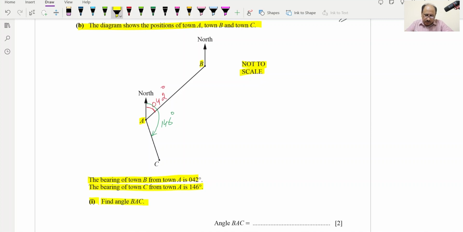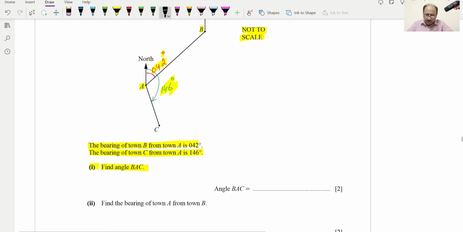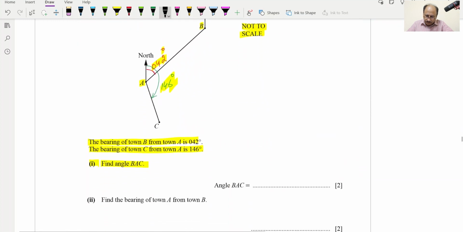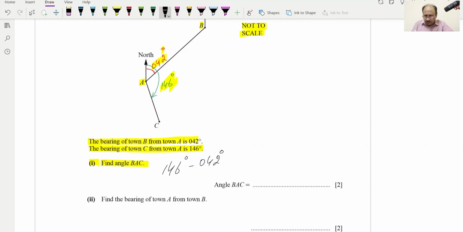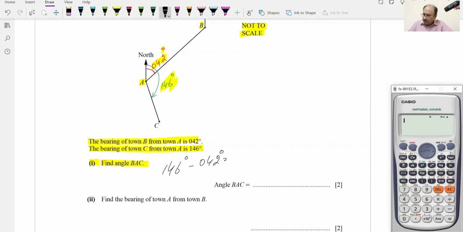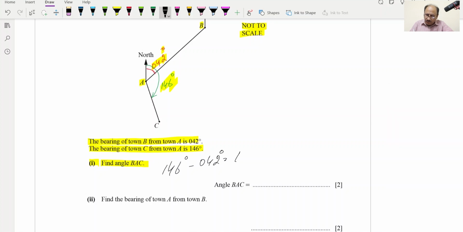What we have to find, part 1, find angle BAC. So the total angle is 146 minus 042. This will give us the answer. So we can write 146 degrees minus 42 degrees, and this will be 146 minus 42 is equal to 104. So 104 degrees will be our answer, and this is the 2 marks part.